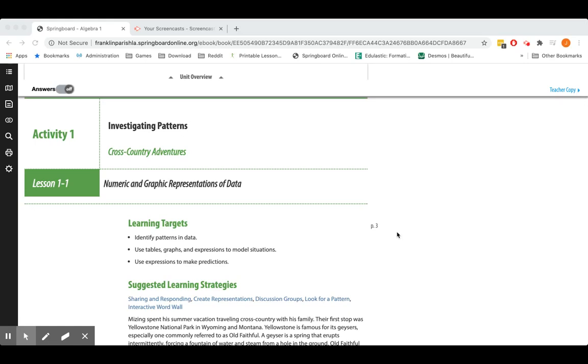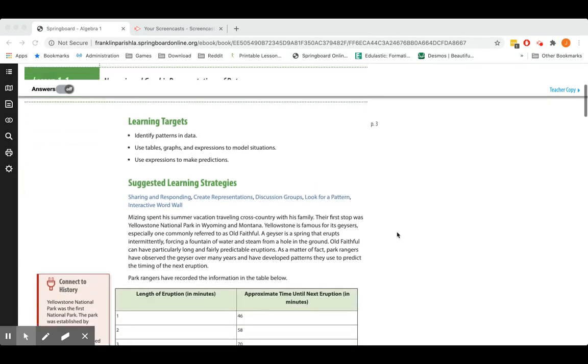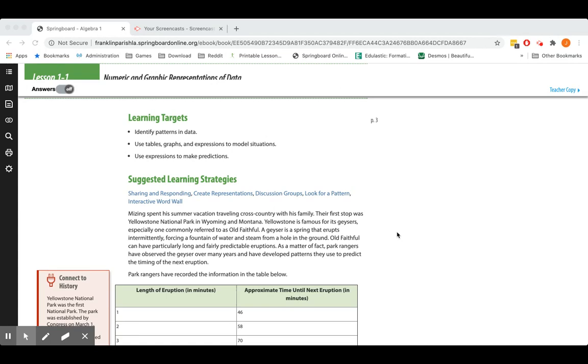Welcome Algebra 1 class. Today we're going to be looking at Activity 1, Lesson 1-1, Investigating Patterns, with a theme of cross-country adventures. Our learning targets, what we're shooting for, is being able to identify patterns in data. So when they give you a bunch of numbers, we want to be able to look at those numbers and see what's happening to them.